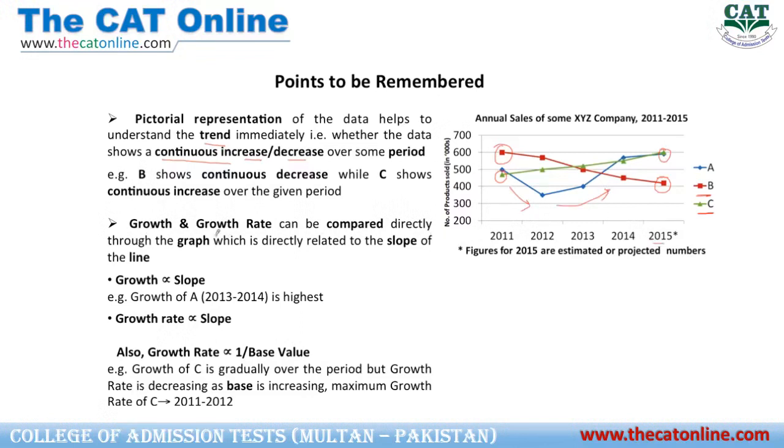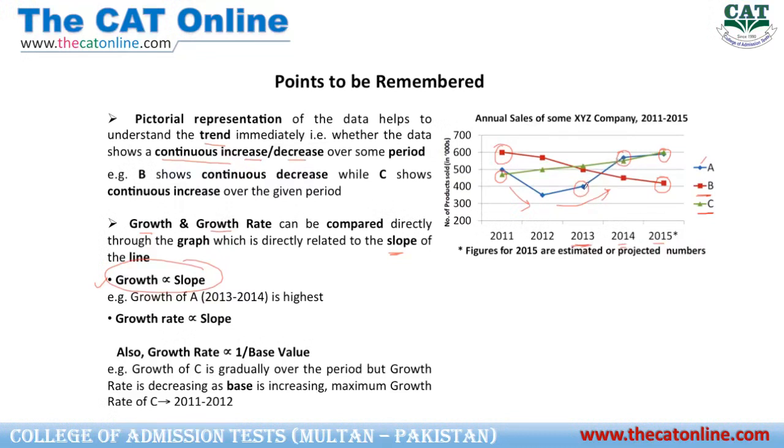Now we'll talk about growth and growth rate. I've already discussed the difference between the two in the introductory lecture on data interpretation. Now growth and growth rate can be compared directly through the line graph, which is directly related to the slope of the line. So growth is directly proportional to slope. What this means is that, for example, I take this point for this product A here for the year 2013, and then I take this second data point for 2014 for the same product A. Now the greater the slope of this line, the higher is the increase in the growth.